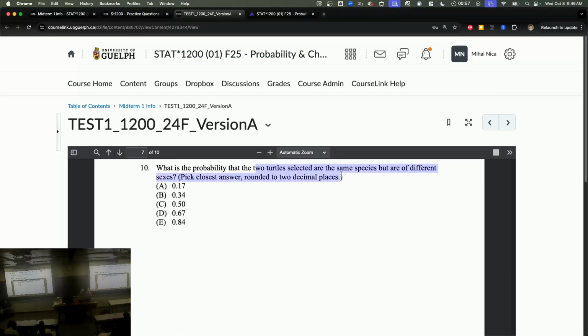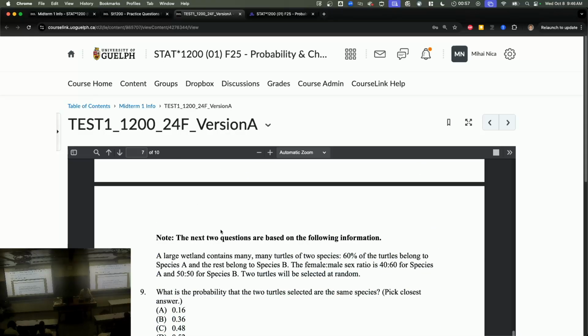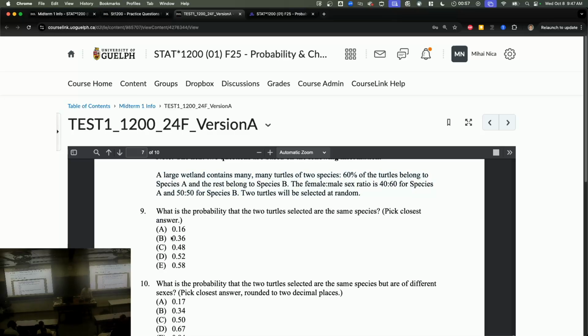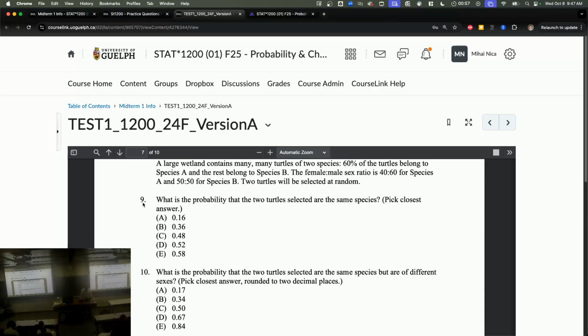What is the probability that 2 turtles selected are the same species? Okay, this is one of those where you have to read the thing. A large wetland consists of many turtles. 60% are species A, and the rest are species B. And there are more males or females depending on the species. Okay, great. So this is another one with the same kind of difficulty. In this sort of question, for any individual turtle, it's going to be a probability tree. And then we're using the probability tree to do something. This is a good one to follow up with. Let's do it quickly. So let's copy this one in.